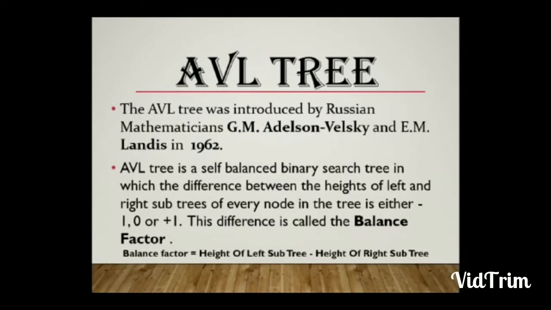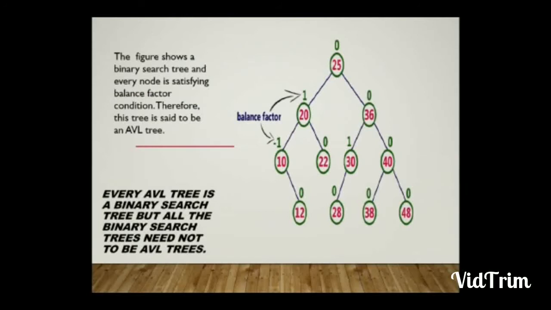An AVL tree is a self-balanced binary search tree in which the difference between the heights of the left and right subtrees of every node in the tree is either -1, 0 or +1. This difference is called the balance factor. The balance factor can be calculated by the formula: height of the left subtree minus height of the right subtree. The figure here shows how the tree is balanced.